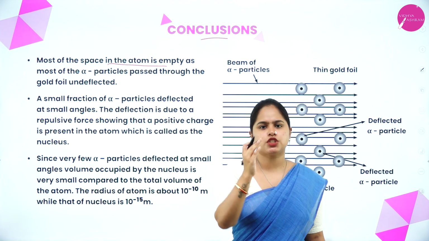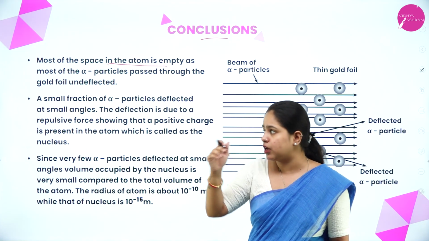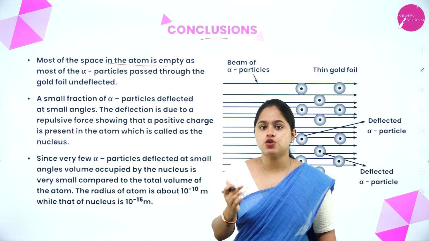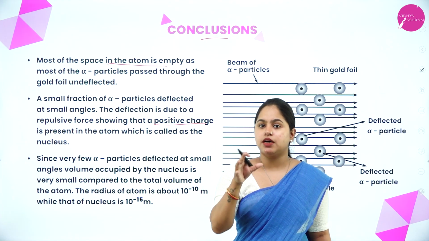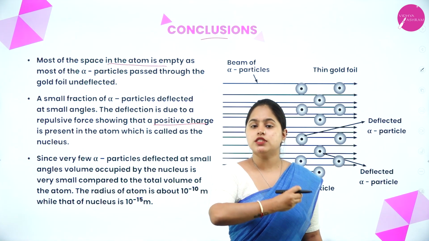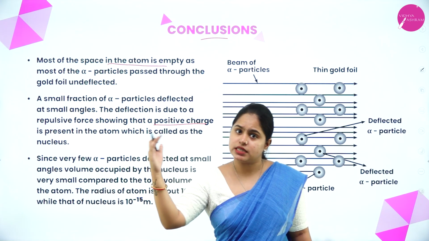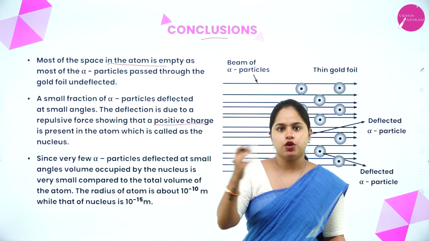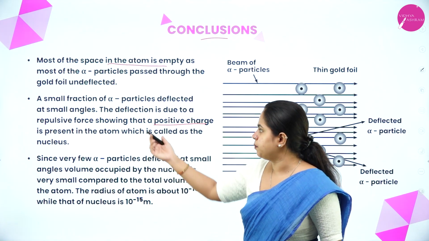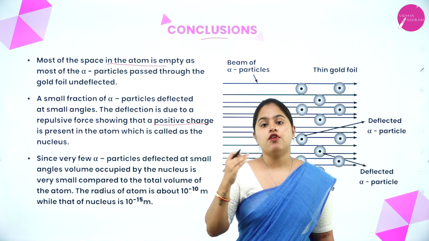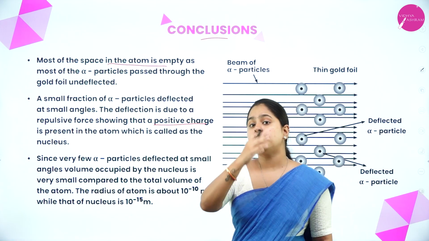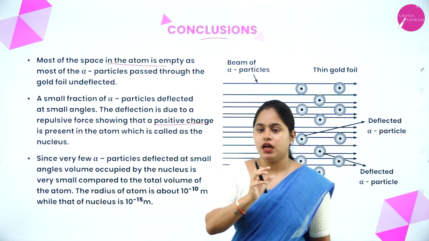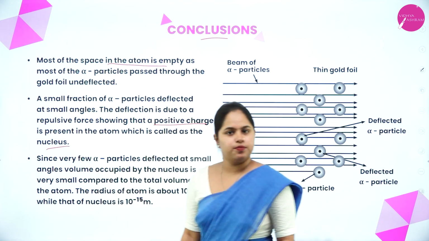A very small fraction of the particles deviate at small angles because they come close to a repulsive force. That is, a positive charge is present somewhere inside the atom, so that once the alpha particles reach close to it, they start deviating from there, right? You know positive charges repel, right? So a repulsive force will act and the alpha particles will start deviating at small angles. That positively charged area is called your nucleus, right?